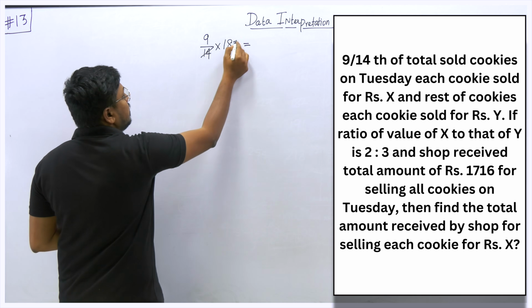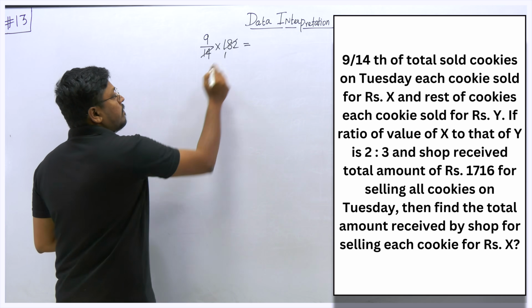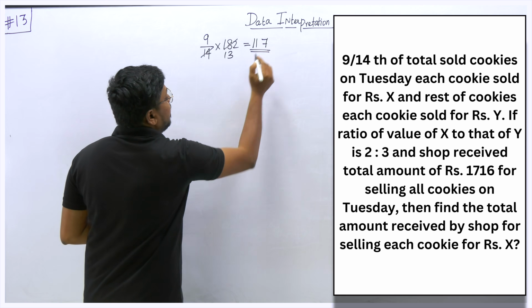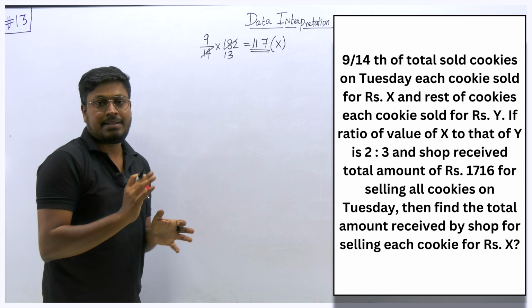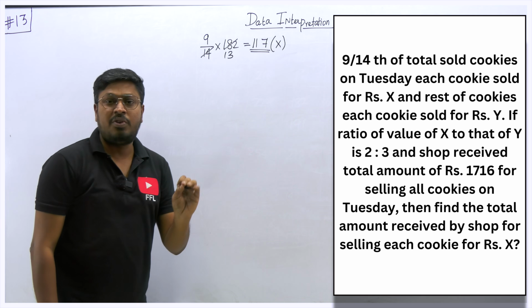So we can cancel it 14 times. The remaining will be 13. 13 times 9, so 9 3s are 27, which gives 117. So 117 will be the total number of cookies that was sold for X price, right? And the rest of the cookies will be sold for rupees Y.